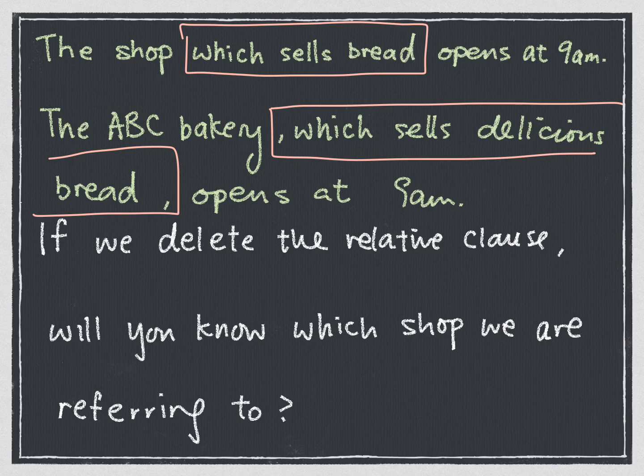So what is the purpose of having the relative clause in the first sentence? And what is the purpose of having the relative clause in the second sentence? If I delete the relative clause in the first sentence, do you know which shop I'm talking about? If not, what is the purpose of having the relative clause in the first sentence? And in the second sentence, if we can delete it and we still understand which bakery it is, so what is the purpose of adding that relative clause to it?